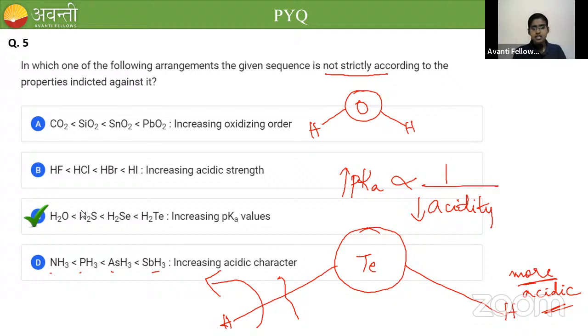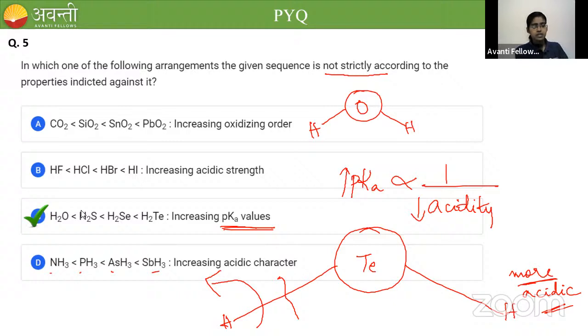So option C is the correct answer. Actually, it should be the increasing acidic character order. But since they have given the pKa value increasing order, it is the incorrect answer. Got it?